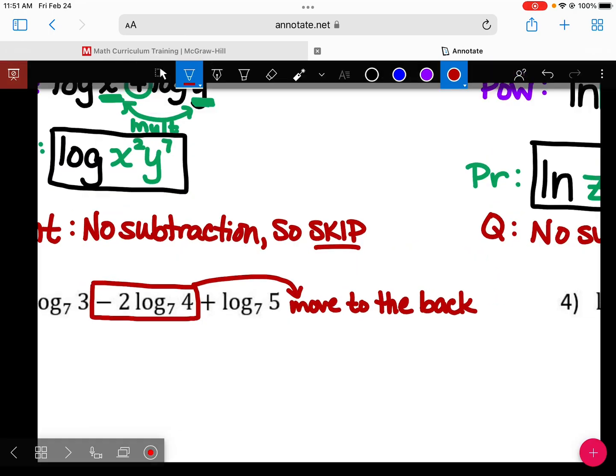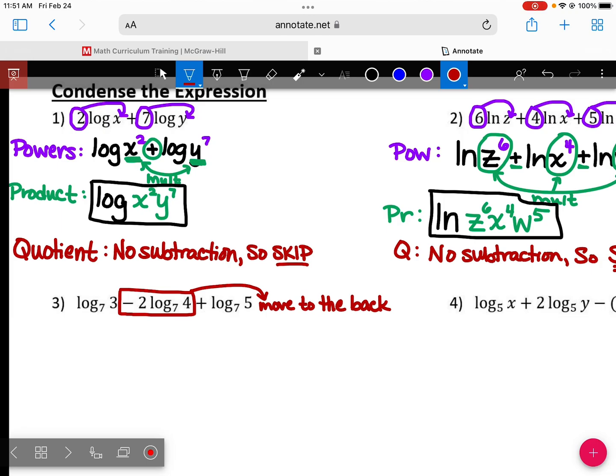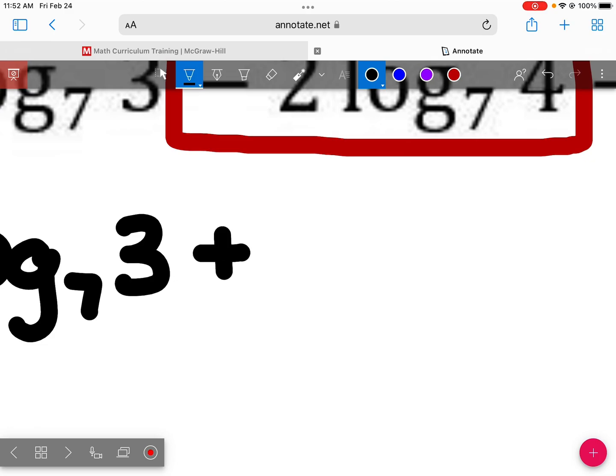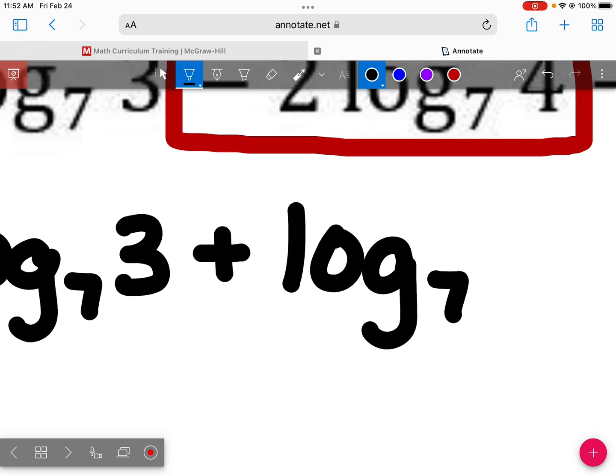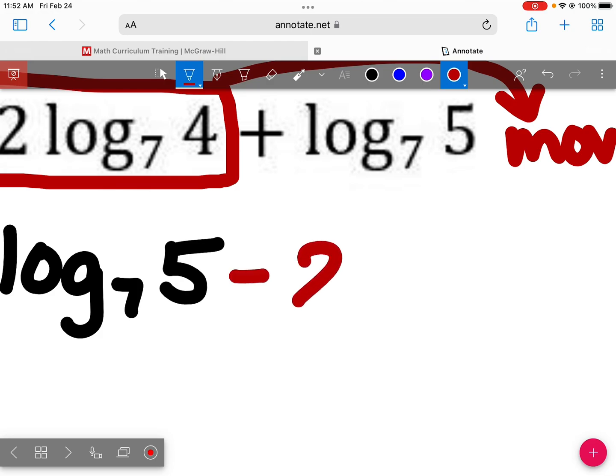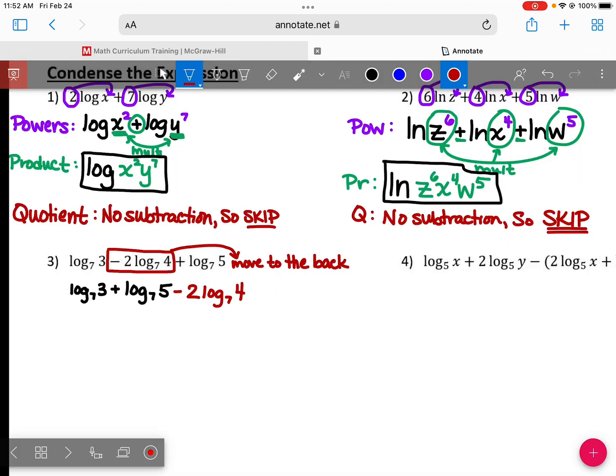If I don't take the time to move it to the back, there's a good chance I'm going to mess this up. So let's write down what I would have then. I know it's going to start with log base 7 of 3. If I move all of this to the back, what would come next? Yep. Plus log base 7 of 5. And then at the back, I would have minus 2 log base 7 of 4. So far, so good?